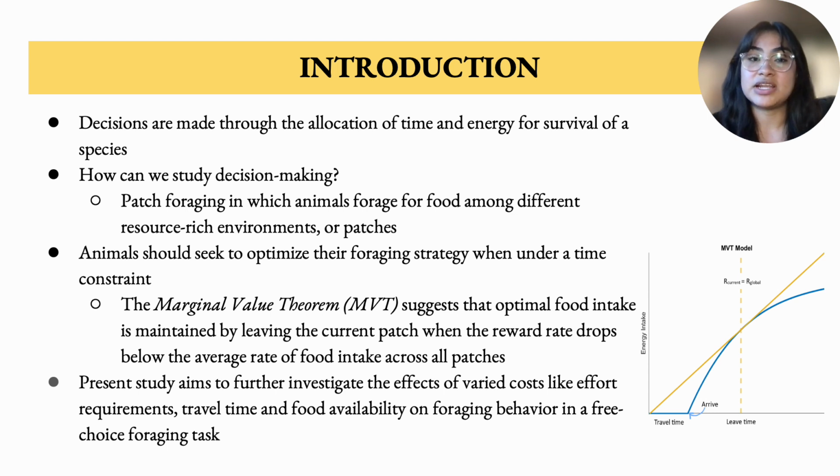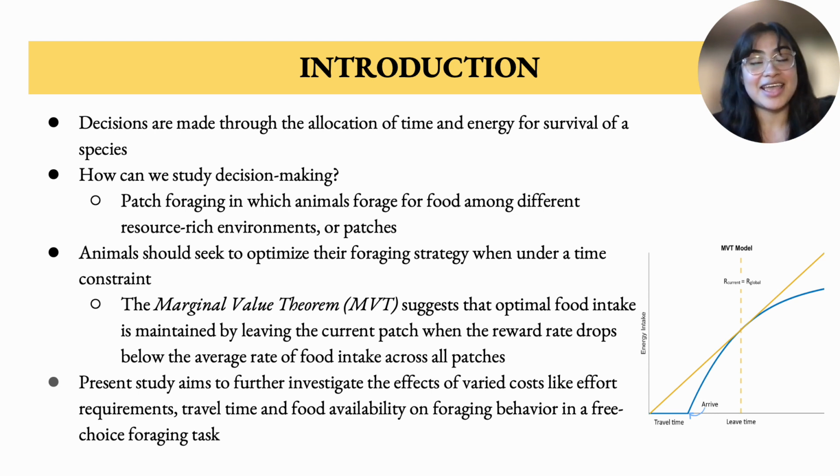A common way of studying the occurrence of decision-making is through patch foraging. In patch foraging, animals forage for food among different resource-rich environments, or what we call patches. Thus, animals should adopt a foraging strategy to optimize their food intake when under a time constraint. This is exactly what a mathematical model of foraging behavior tries to explain.